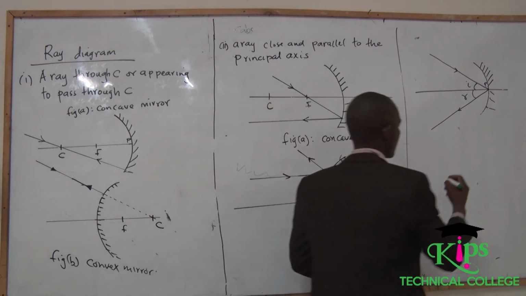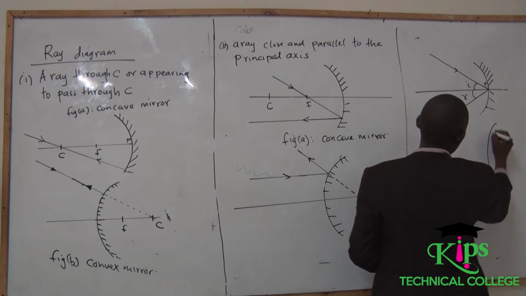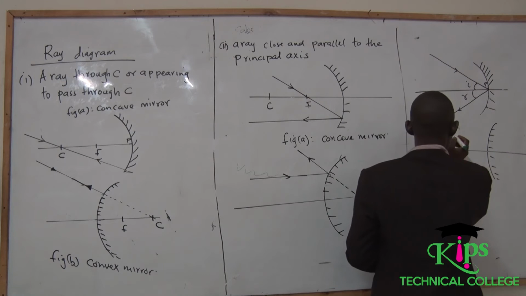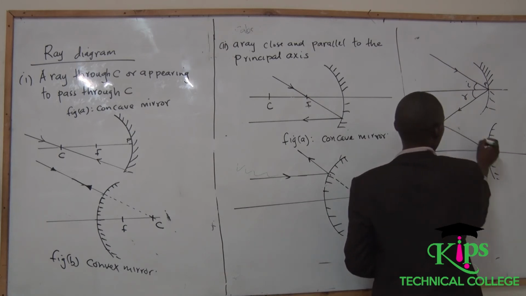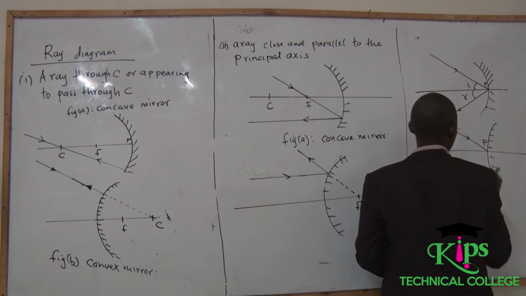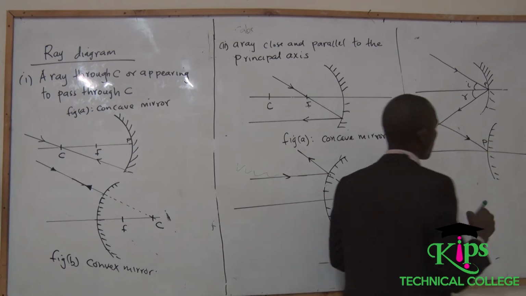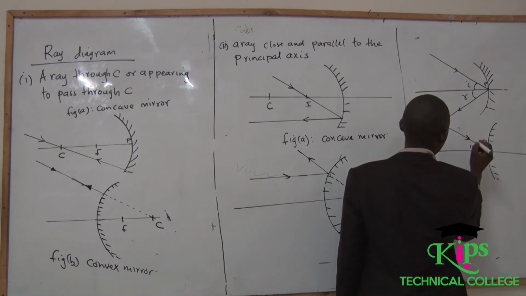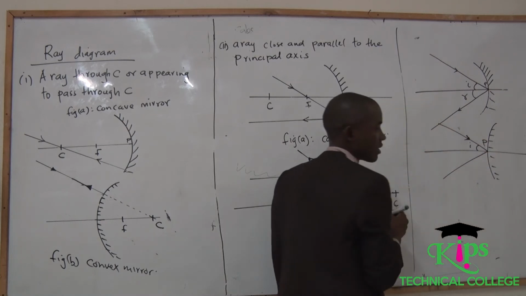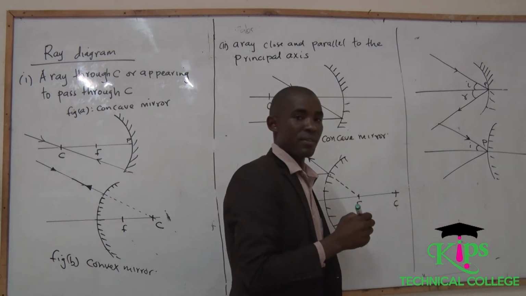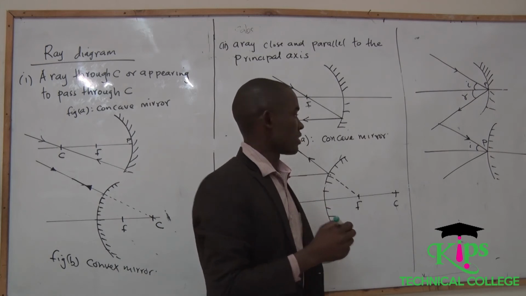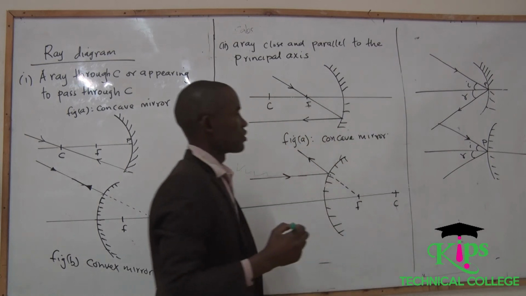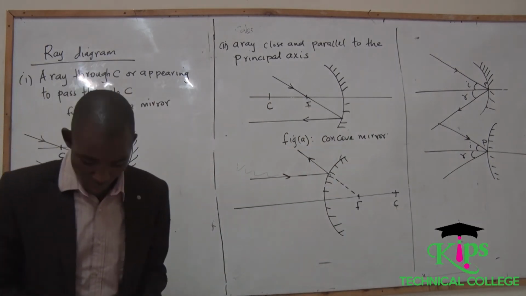Even for convex mirrors, if you have a convex mirror like this, if the ray falls on the pole, on point P, which is the center of the mirror, it will be reflected back, bearing in mind the angle of reflection. The angle of reflection is equal to the angle of incidence. So the two must be equal.